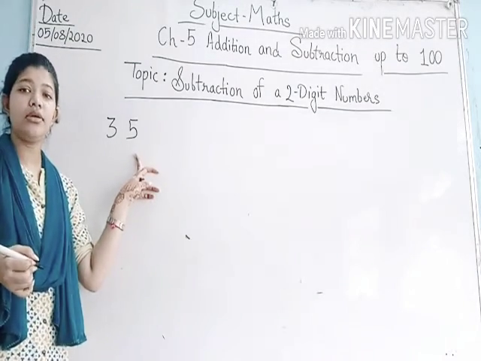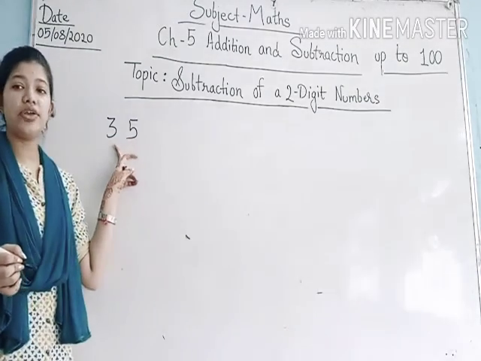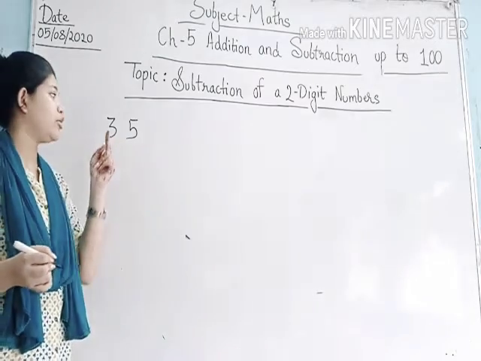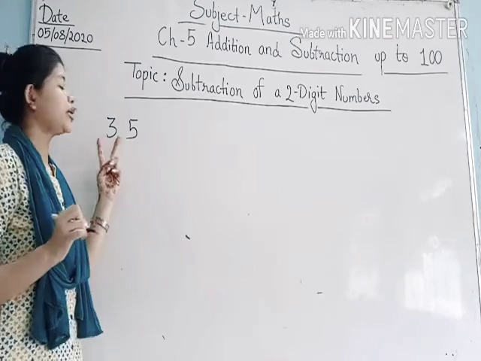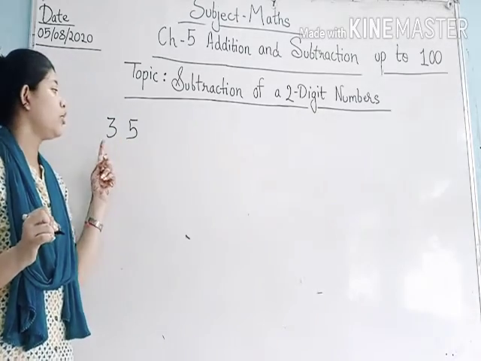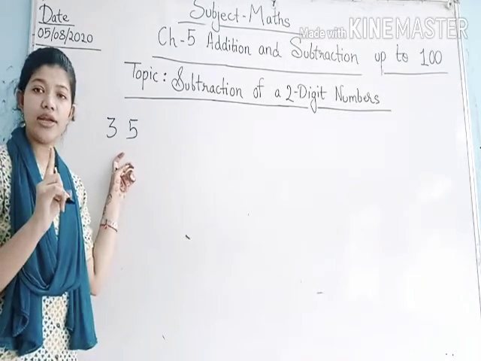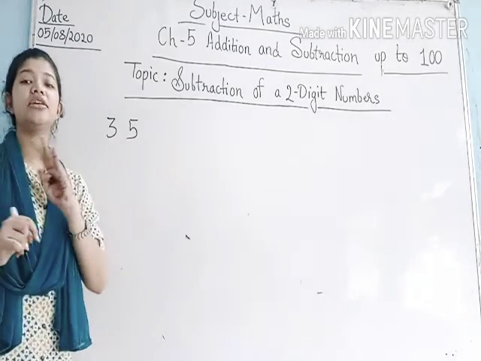Two-digit number? Yes, 5 and 3. It is having two place values, 3 tens and 5 ones. Yes, so it is a two-digit number. But how many numbers is this? 1. This is one two-digit number.